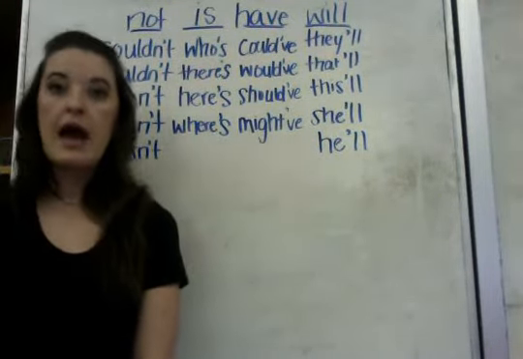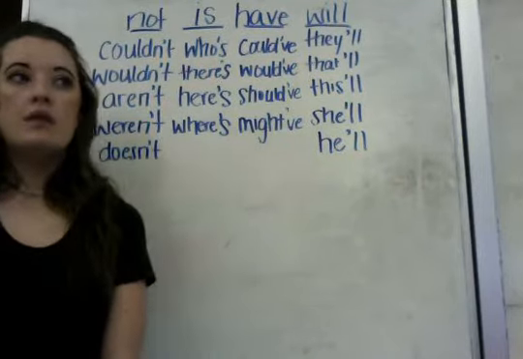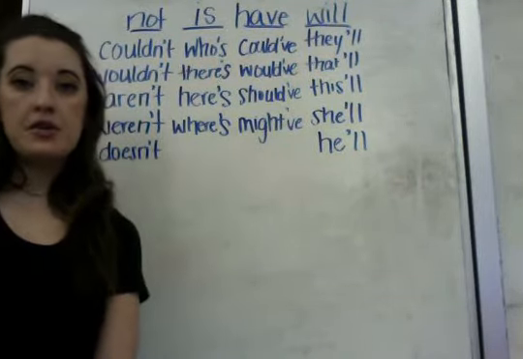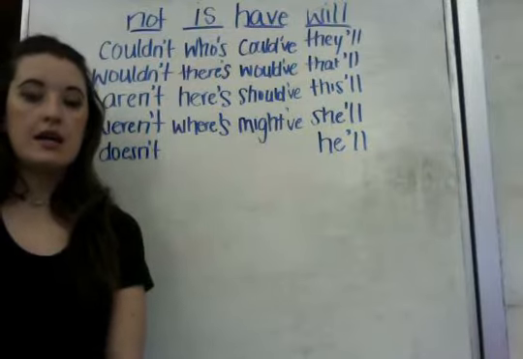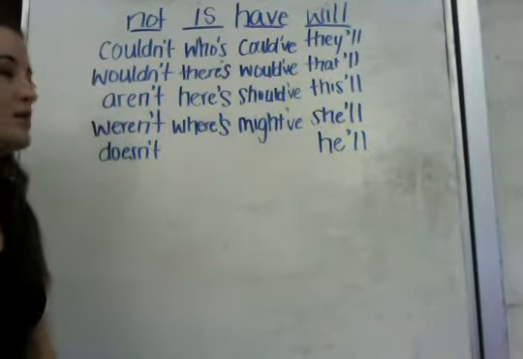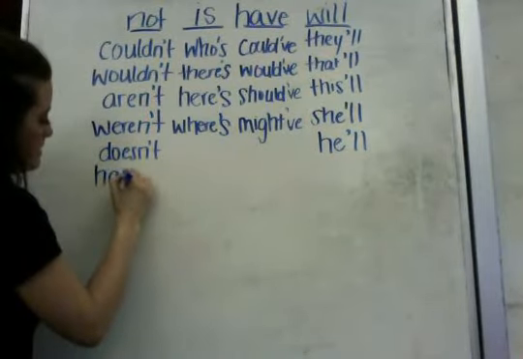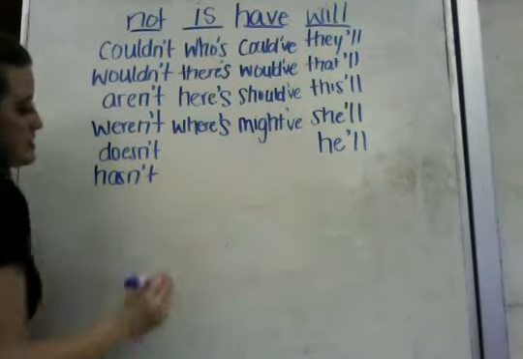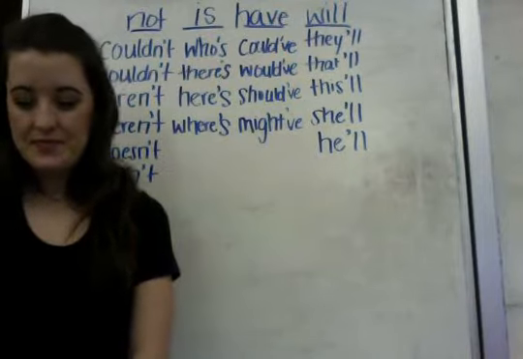The next word is the word hasn't. She hasn't had dinner yet. Hasn't is a contraction for has not. So we're going to say and write hasn't under column 1. Has, N apostrophe T. Hasn't.